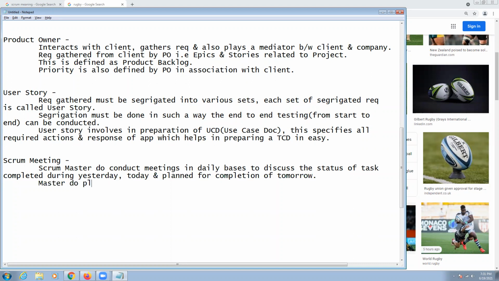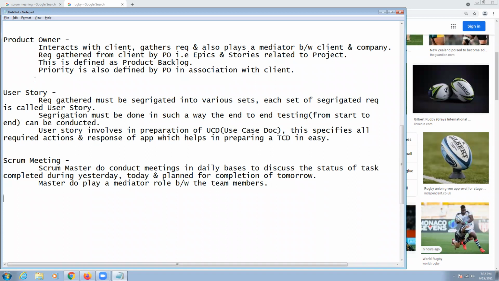Masters do play a mediator role between the team members, right? That is also the role which is being played by our product manager and the test lead over there. So we'll keep aside the masters. There is nothing much to be done by these people, right?